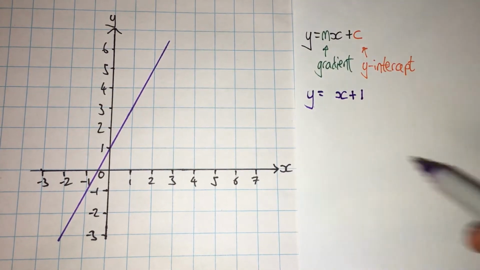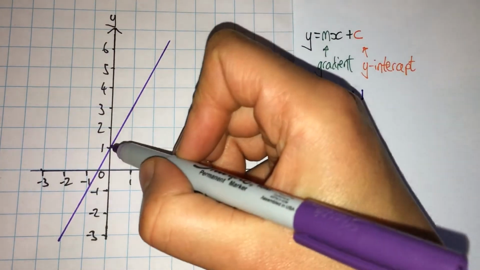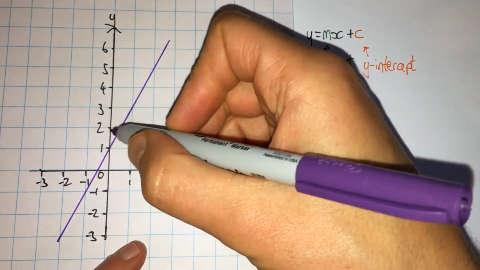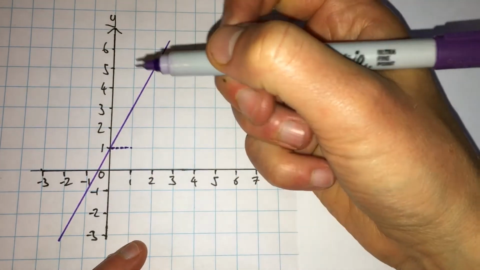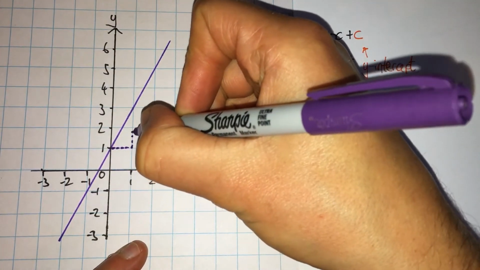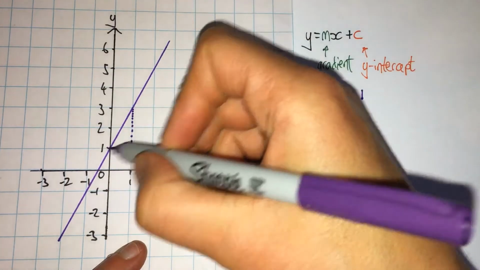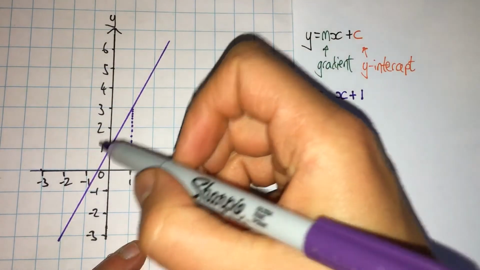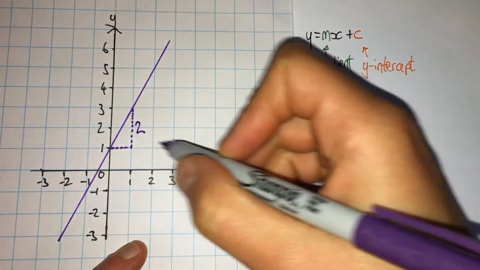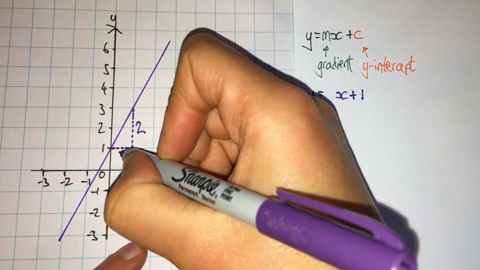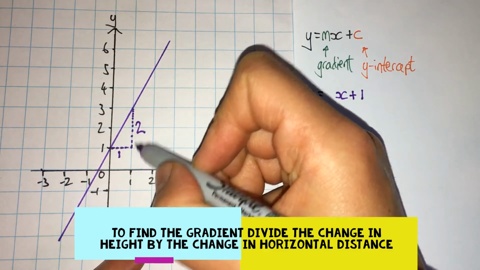Now to calculate the gradient, I'll choose a point on the line. This one's quite convenient actually, I'll use that one. For every 1 that I go across, how many do I go up to get back on the line again? So our change in y here is 2, and our change in x here is 1. It's 1 across and 2 up.